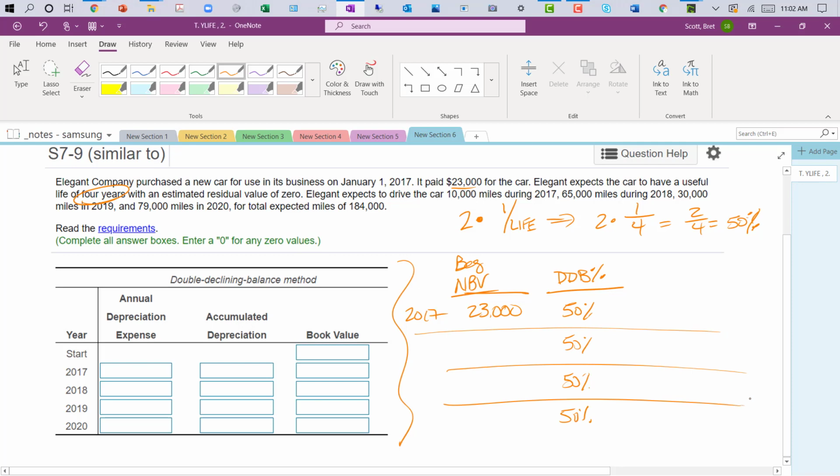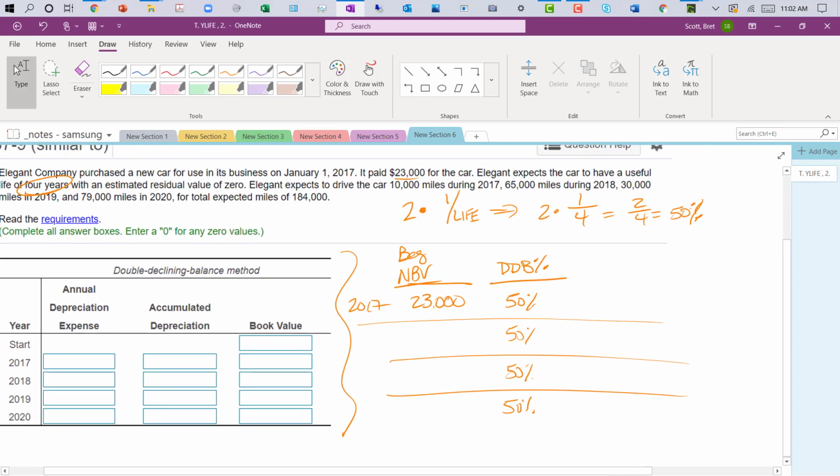Just going to flesh out my chart here. Some nice little lines, pretty little trees. Okay, so in the first year, depreciation expense is going to be how much? 23 times 50% is 11,500. It's my depreciation expense. If you want to, you can just plug it in as you go. 11,500 is that year's depreciation.